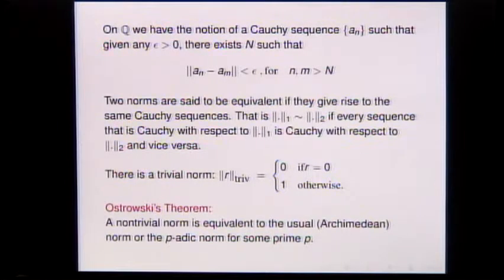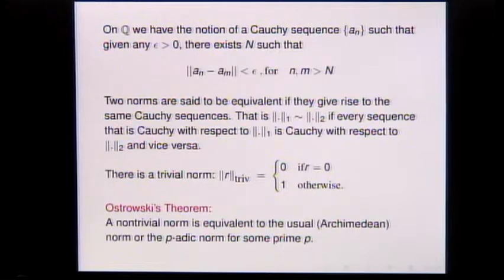A reminder: on Q, we have the notion of a Cauchy sequence. It is a sequence of numbers a_n such that given epsilon bigger than zero, there exists N such that the norm of a_n minus a_m is smaller than epsilon for n, m bigger than N. That's early undergraduate stuff. Two norms are said to be equivalent if they give rise to the same Cauchy sequences. So norm one is equivalent to norm two if every sequence that is Cauchy with respect to norm one is also Cauchy with respect to the second one, and vice versa. And of course, there is a trivial norm that is zero if r is zero and one otherwise.